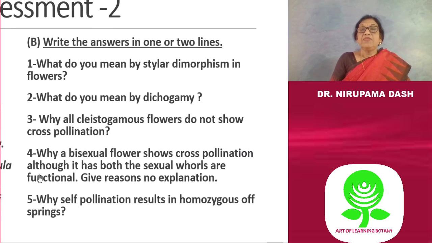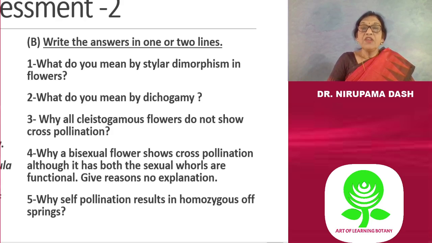Then let us see the next assessment. Write answers in 1 or 2 lines. What do you mean by stylar dimorphism in flowers? Stylar dimorphism is a condition in which the style shows different lengths in the flowers of one species. Example, Primula vulgaris. Here the short style condition is thrum, and the long style condition is pin.